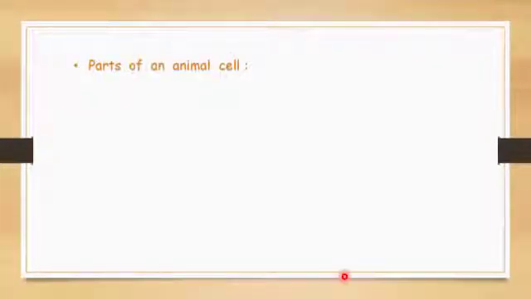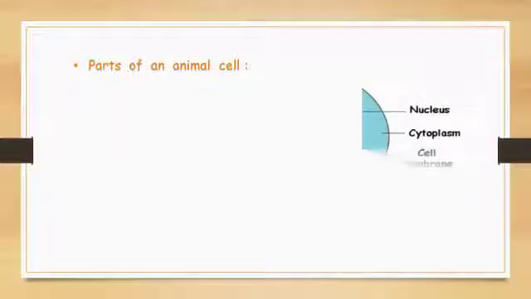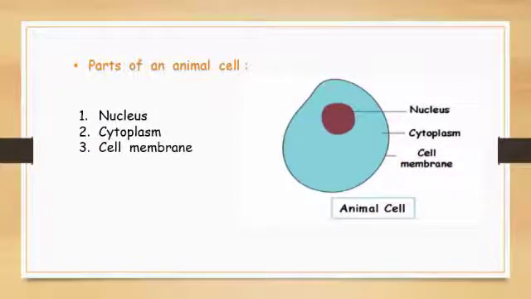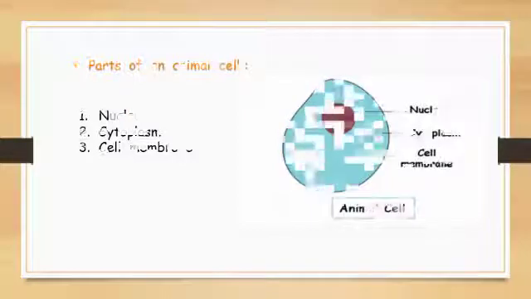So we can conclude that the parts of an animal cell are the nucleus, the cytoplasm, and the cell membrane, the outer one. So, as I told you, they are the nucleus, the cytoplasm, and the cell membrane. Those are the parts of the animal cell.